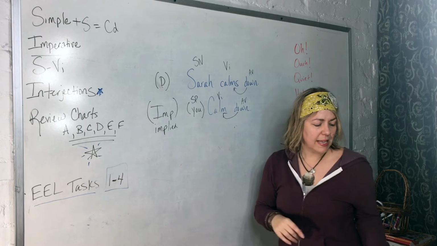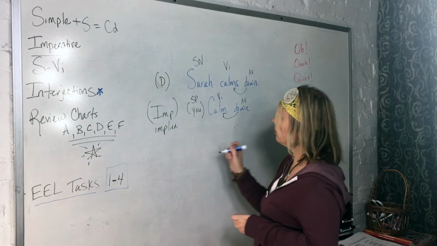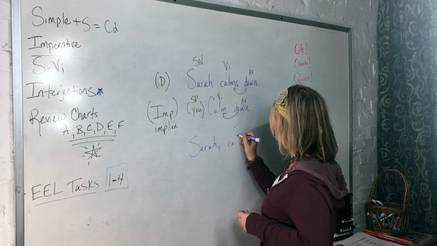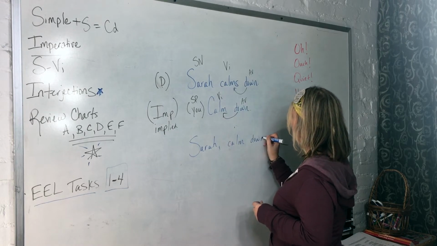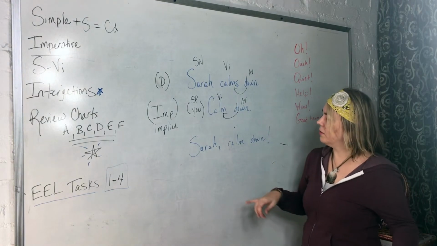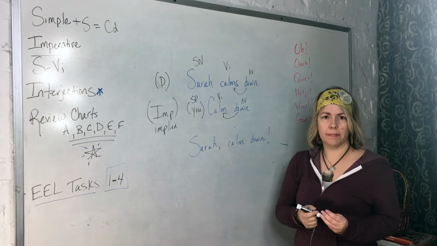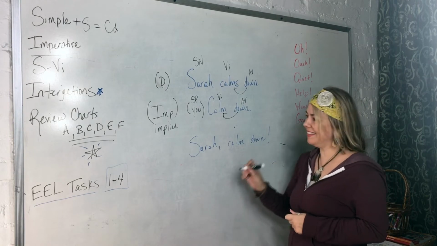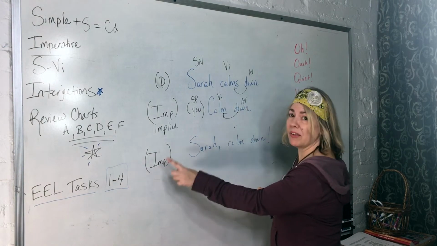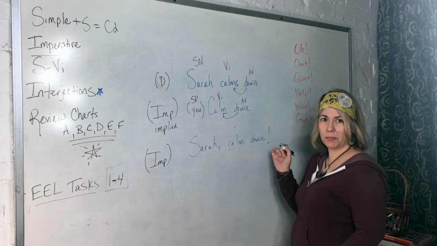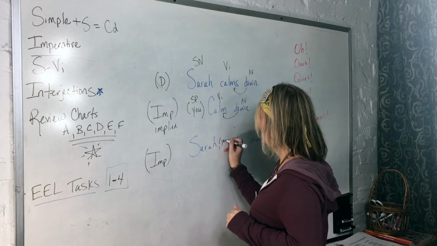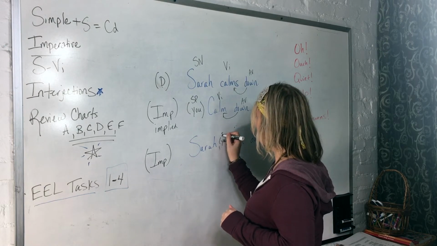Calm down. Now, what if I said, Sarah, calm down? We'll make it exclamatory. All right, Sarah, calm down. Is Sarah the subject here? Is this a command? It's imp. Remember, it's going to have imp, imp. So where's the imp? Sarah, you calm down. That's basically what we're saying. And that would be the subject pronoun.